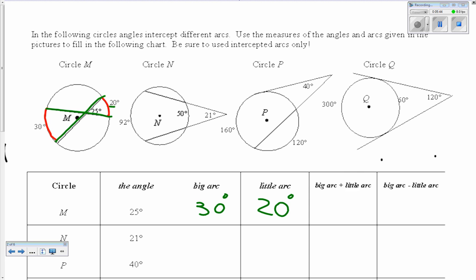Okay, now I'm going to add them together. So 30 plus 20 is 50, and I'm going to subtract them. And we're going to come back and do stuff with this after. Okay, so we're just filling in the chart. 30 plus 20 is 50. 30 minus 20 is 10.